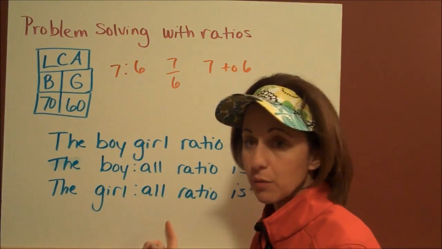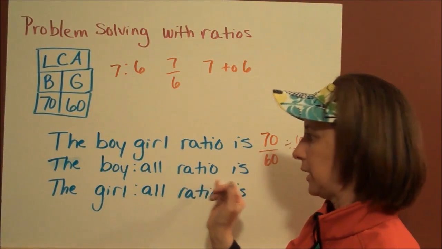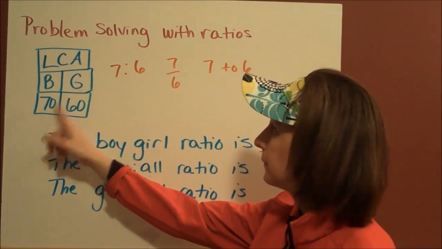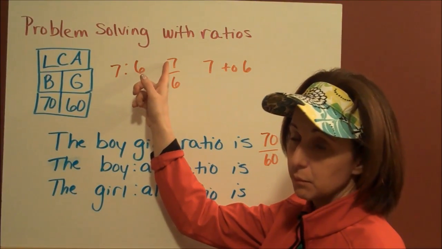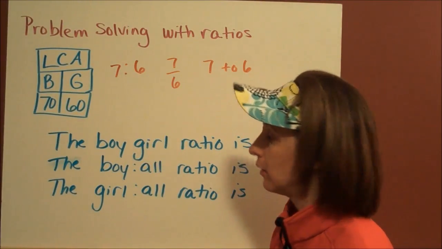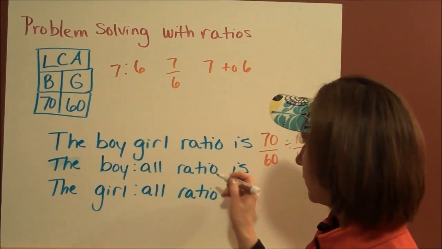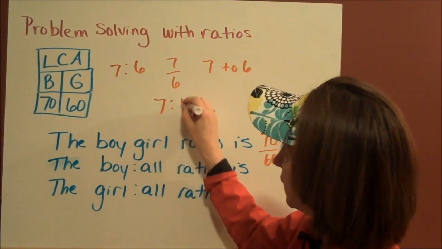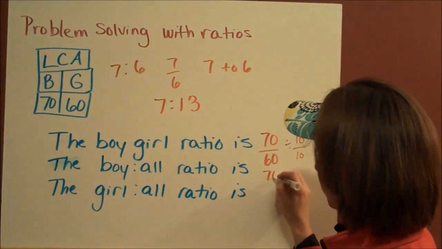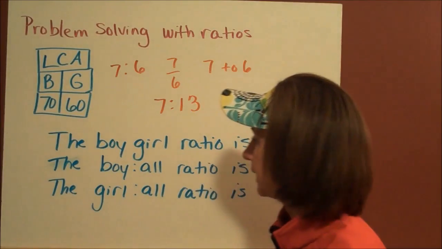Now let's answer these 2 questions using these numbers. What is the boy to all ratio? So I'm going to go find my boy number, which has to be first. 7 boys to all. Well, how many are there in all? Well, if this is 6 and 7, then we would say the boy to all ratio is 7 to 13. Or down here it would have been 70 to 130. But again, a simplified ratio is easier to understand.